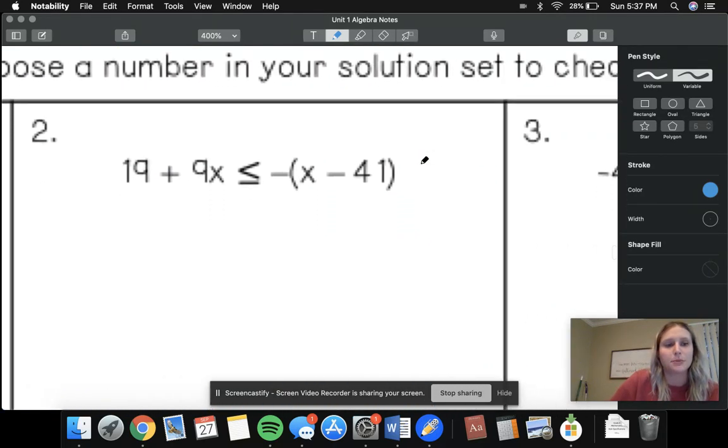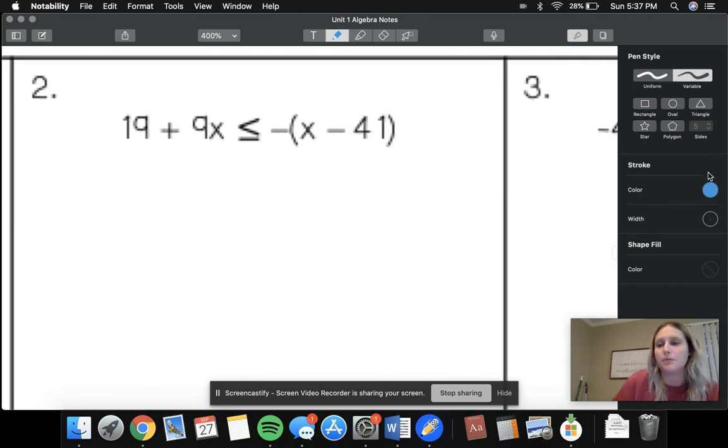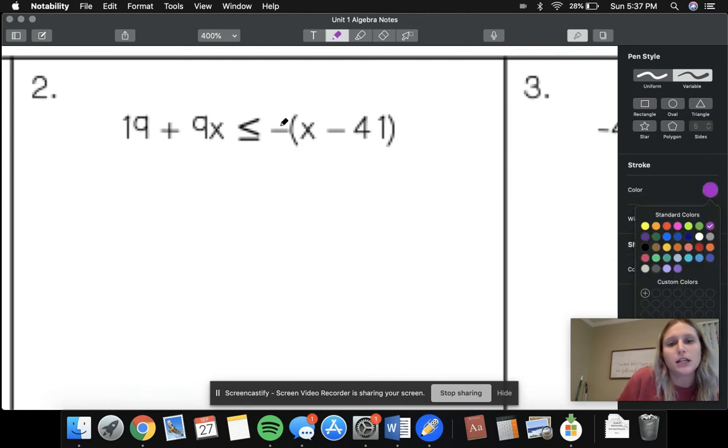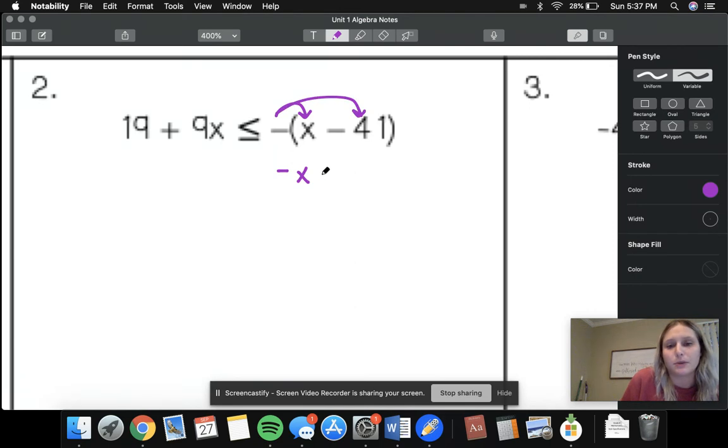All right, number 2 for this one, we are going to distribute first. So we see this negative being multiplied by x minus 41. So we are going to distribute a negative. Negative 41 will be a positive 41.